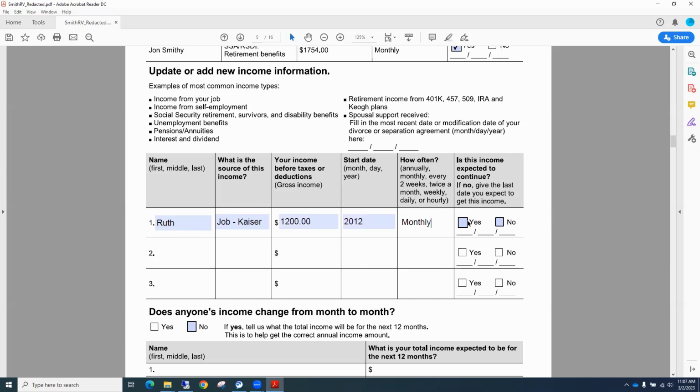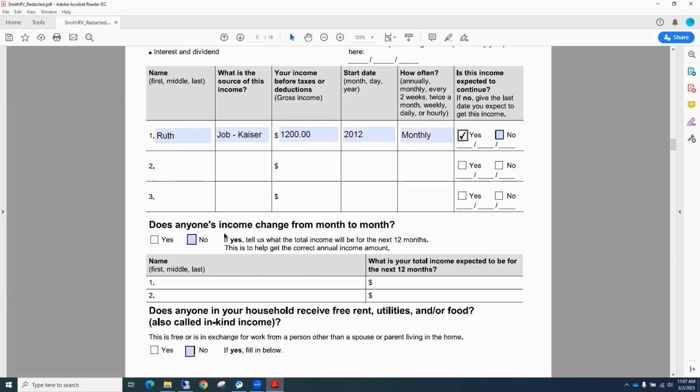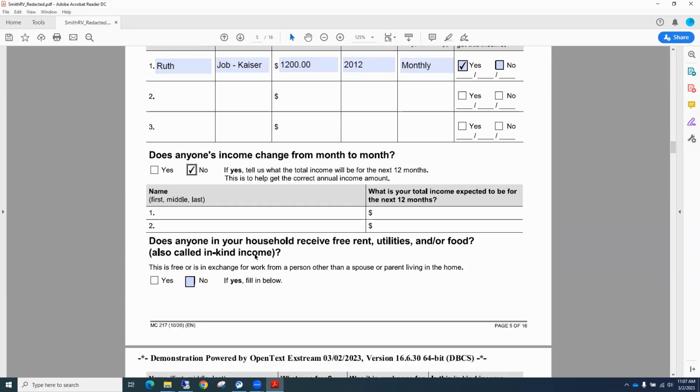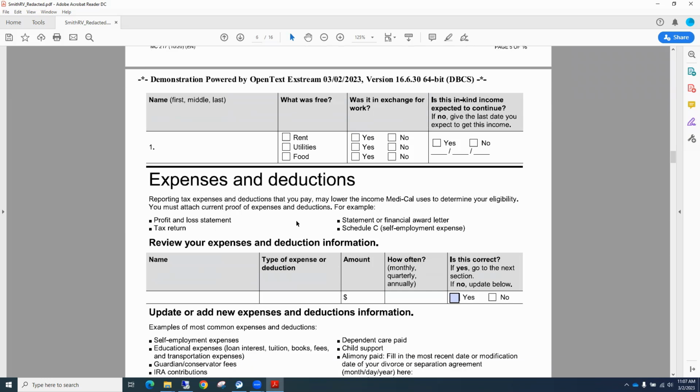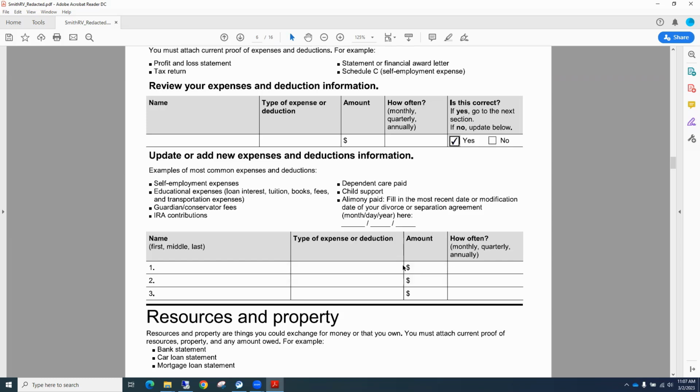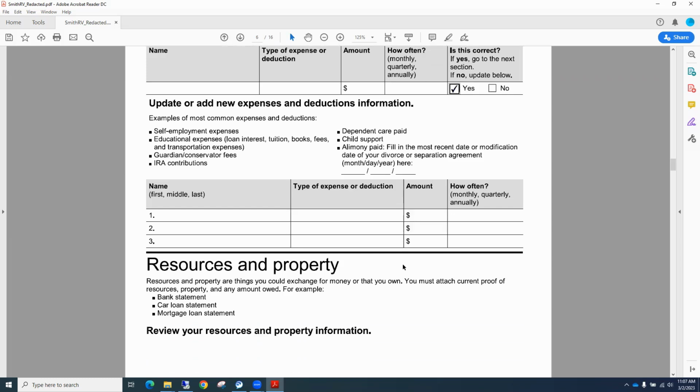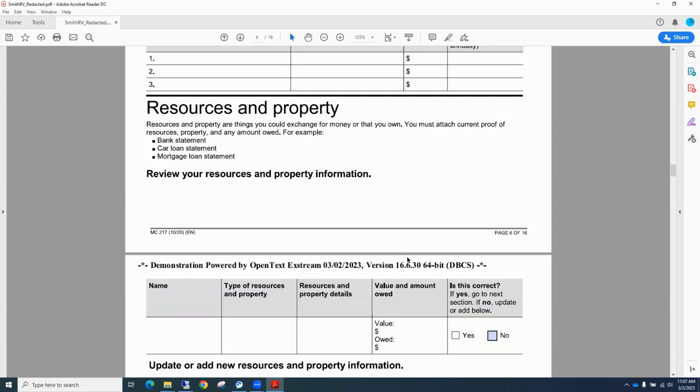Another important tip is to make sure you attach proof. Examples include pay stubs, profit and loss statements, or award letters. If your income varies, such as seasonal employment, please report that on your renewal and provide an estimate of what you expect to receive in the next 12 months. Next is any expenses or deductions you may be responsible for. While Medi-Cal does not include things like housing costs, expenses such as student loan interests or health savings are considered.